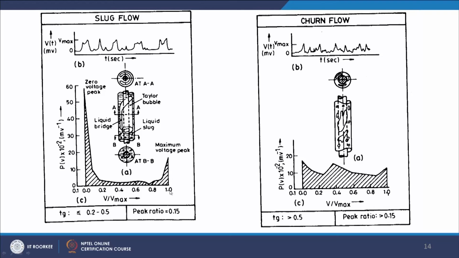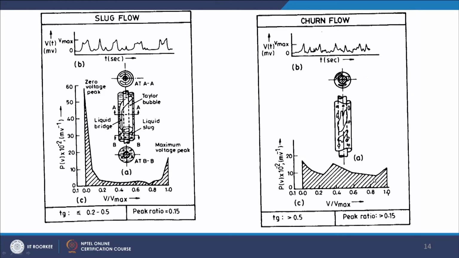Sometimes we have the presence of gas, whenever the probe is in contact with the gaseous phase, so we get a peak over here. For the liquid contact, we get the peak somewhere over here. So, if we see the signal and the probability density function for both slug flow and bubbly flow, we can understand which type of flow regime is occurring inside the pipeline.